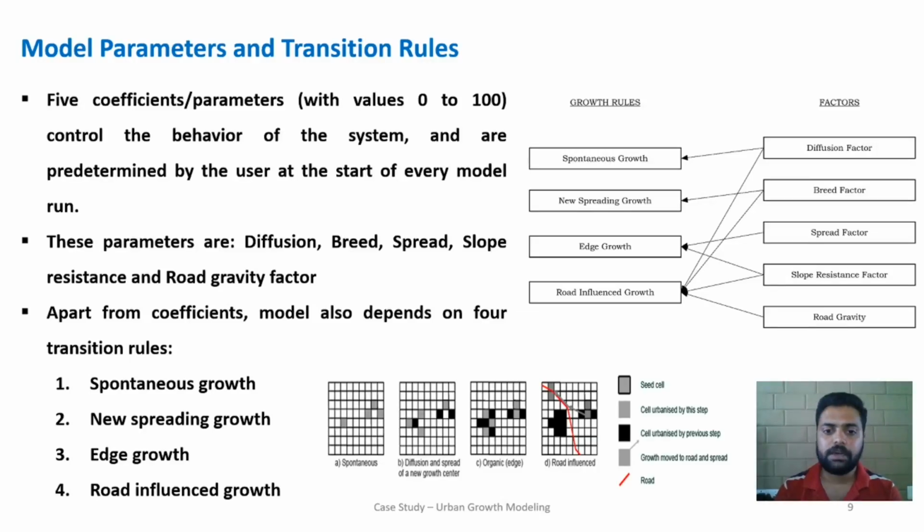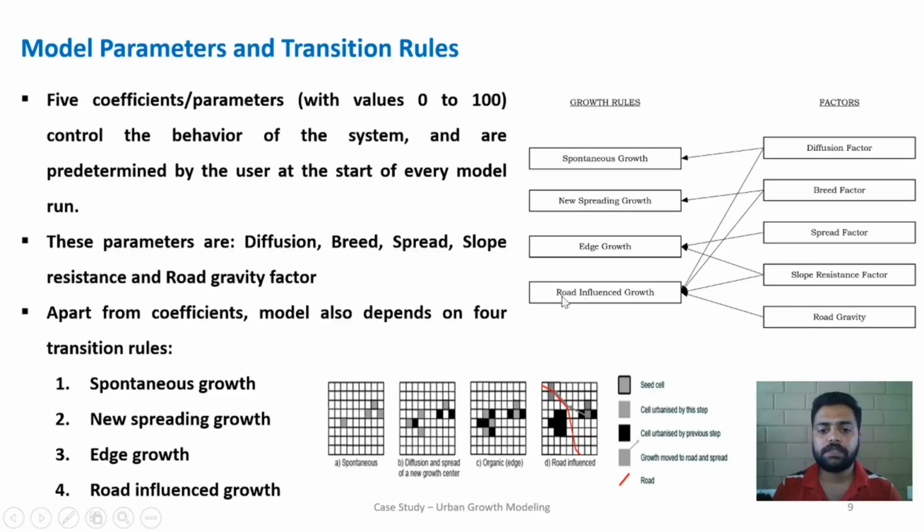Spontaneous growth, as I explained already, is directly associated with the diffusion factor. Spontaneous means random. Randomly some pixel is coming up. Then the second one, new spreading growth, is the breed factor. You have 2 pixels at 2 different locations, and a third pixel comes into the picture because of these 2 pixels breeding. Then the third one is edge growth. That means the pixels already surrounding the present urban area will start growing. So the spread factor is associated with edge growth, and slope resistance is also associated with edge growth.